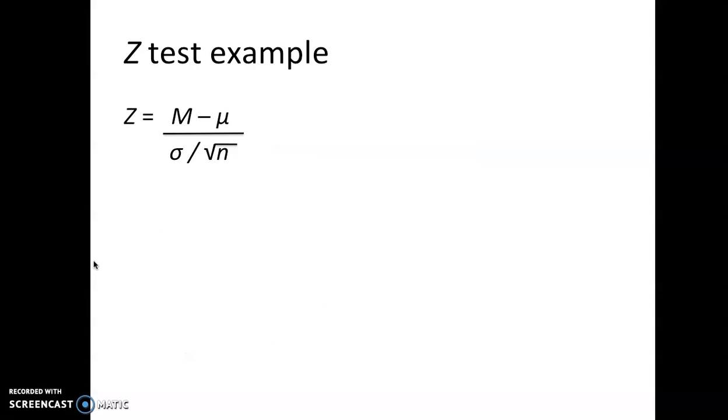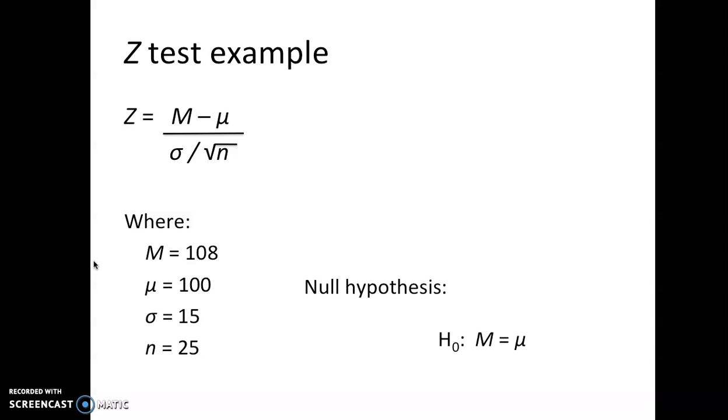So let's do an example of a z-test. Let's say we have a sample of 25 students and their mean IQ score is 108. We know that the population mean IQ is 100 with a standard deviation of 15. Now, remember that the null hypothesis says that the sample mean is really no different from the population mean. The null hypothesis assumes that any difference between these two means was due to chance. So let's see if we can reject the null hypothesis.